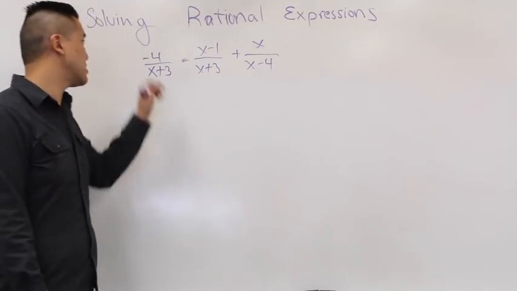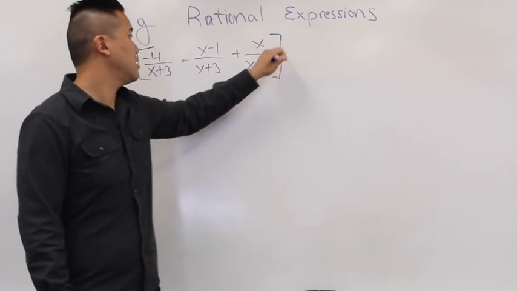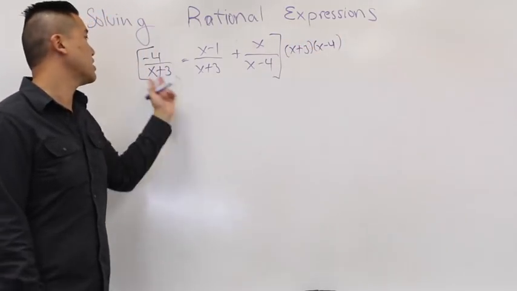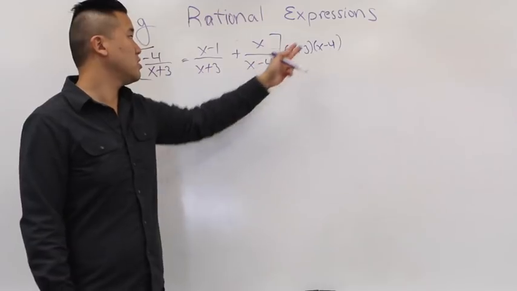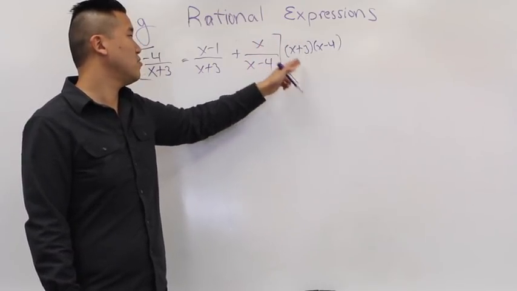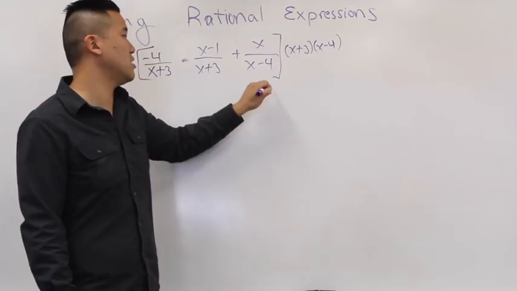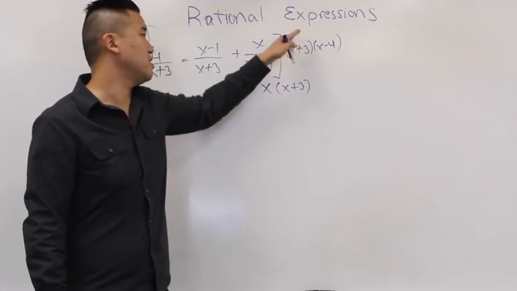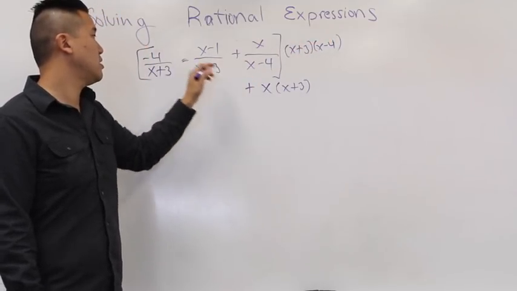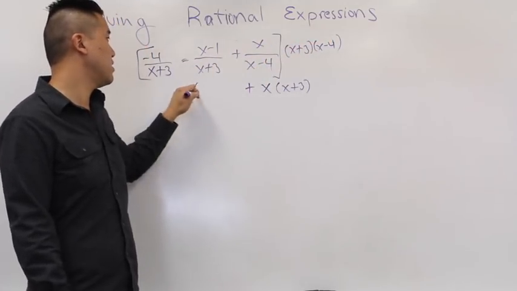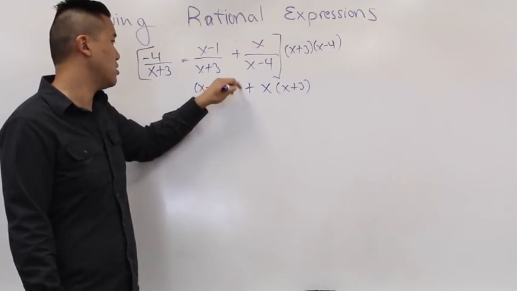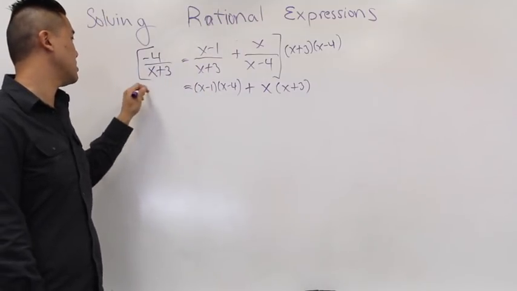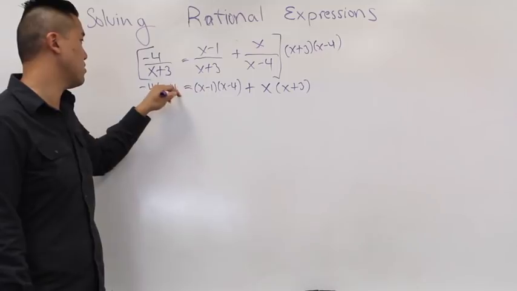All right, so what is my LCD? My LCD is, I'm going to write on this side, x plus 3, x minus 4. We need x plus 3. We also need this x minus 4. So if I distribute here, what cancels out? The x minus 4's cancel out, so you're left with x times x plus 3. If I distribute this here, x plus 3 cancels out, so you're left with x minus 1 and x minus 4. And if you distribute here, what cancels out? X plus 3 cancels out, so you're stuck with negative 4 times x minus 4.